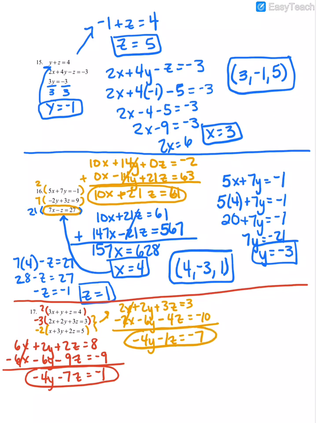Alright, now I think I can just change their signs and multiply. Let's just go ahead and multiply this guy by negative 1. So I get positive 4y plus 7z is equal to 1. And if I add them together, I get 6z is equal to a negative 6. So z is equal to a negative 1.